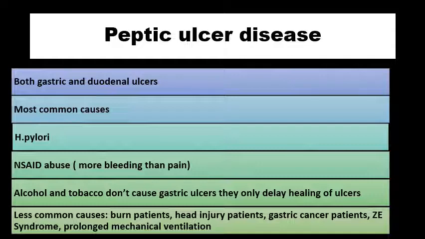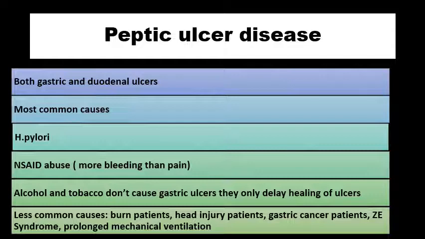So peptic ulcer disease covers both gastric and duodenal ulcers. Most common causes are, again, Helicobacter pylori bacteria and NSAID abuse. NSAID abuse causes ulcers which bleed more than they cause pain. Alcohol and tobacco don't cause gastric ulcers, and they only delay the healing of the ulcers.